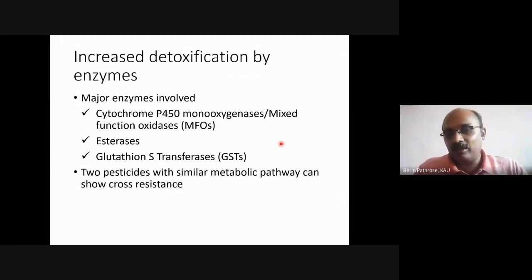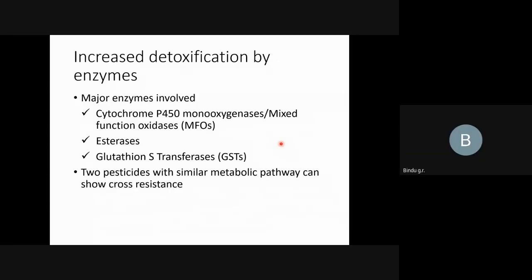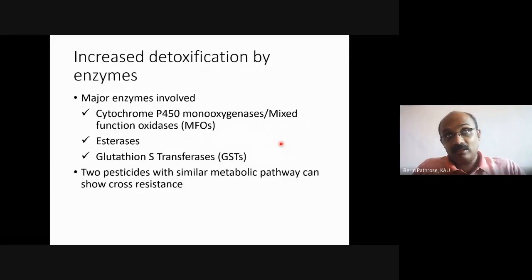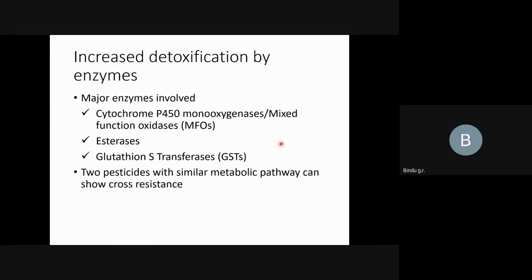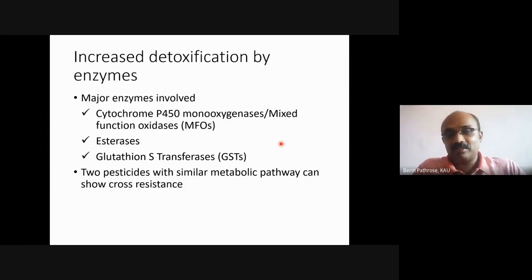Can you name the acids present in a natural pyrethrin? What are the two acids present in a pyrethrin? Jasmonic acid, chrysanthemic acid, pyruvic acid. Okay. Then what are the alcohols? Jasmolone, cinerolone, pyrethrolone.